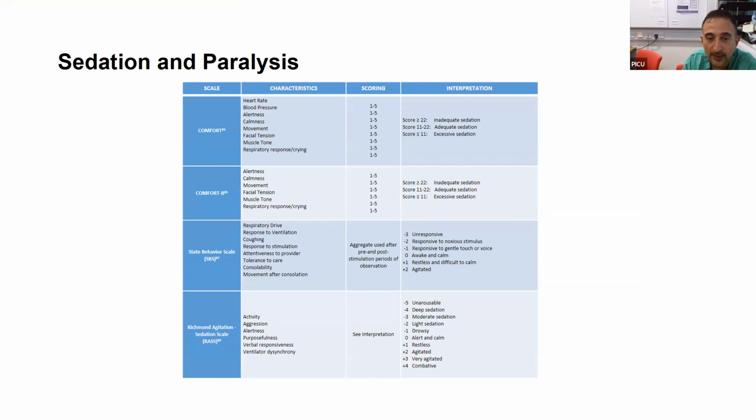The COMFORT score basically takes on many different parameters. It specifically looks at alertness, calmness, movement, tension, tone, and crying. And so it gives you a score. Up to 20, well, 22 is a kind of sedated score. Anything below is excessive, and anything above is inadequate.